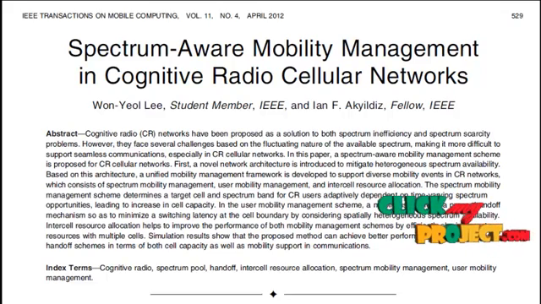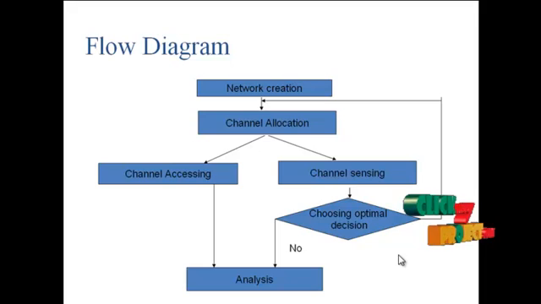Intercell resource allocation helps to improve the performance of both mobility management schemes by efficiently sharing spectrum resources with multiple cells. Simulation results show that the proposed method can achieve better performance than conventional handoff schemes in terms of both cell capacity as well as mobility support in communication. Now let's discuss the flow diagram.